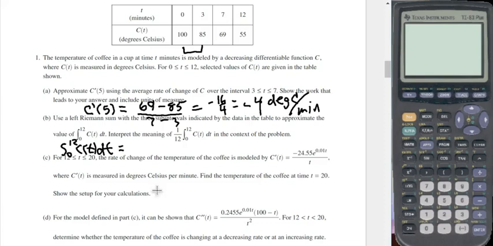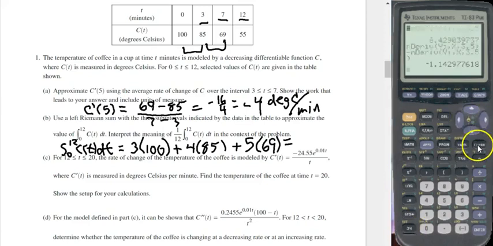The first interval goes from 0 to 3, and that would have a width of 3. Left endpoint is at 100. Plus the next interval goes from 3 to 7, so from 3 to 7 would be a width of 4 units, and the left endpoint would be 85. And then the next interval goes from 7 to 12, which has a width of 5 units, and the left endpoint 69. And then we would use our calculator to figure that out. 3 times 100 plus 4 times 85 plus 5 times 69, and you get 985.